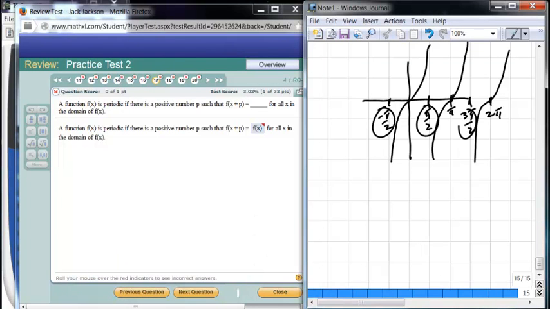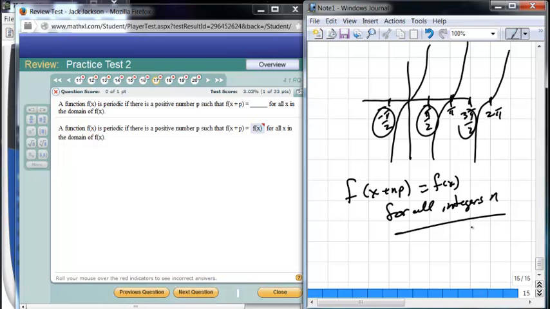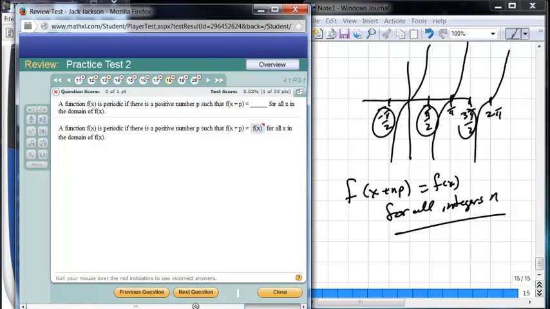In general, a function f of x is periodic if and only if there's a positive number p such that f of x plus p equals f of x for all x in the domain. And in fact, if that's true, then f of x plus n times p will also equal f of x for all integers n. So they're looking for f of x. The period of sine, cosine, cosecant, and secant is 2 pi, while the period of tangent and cotangent is pi.